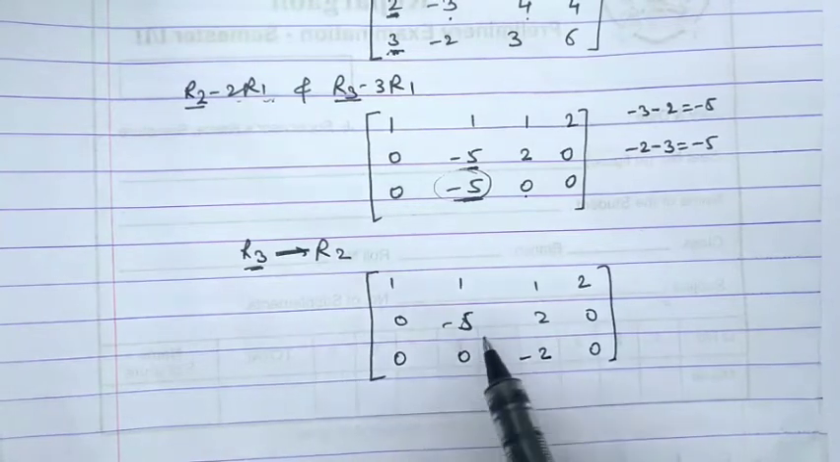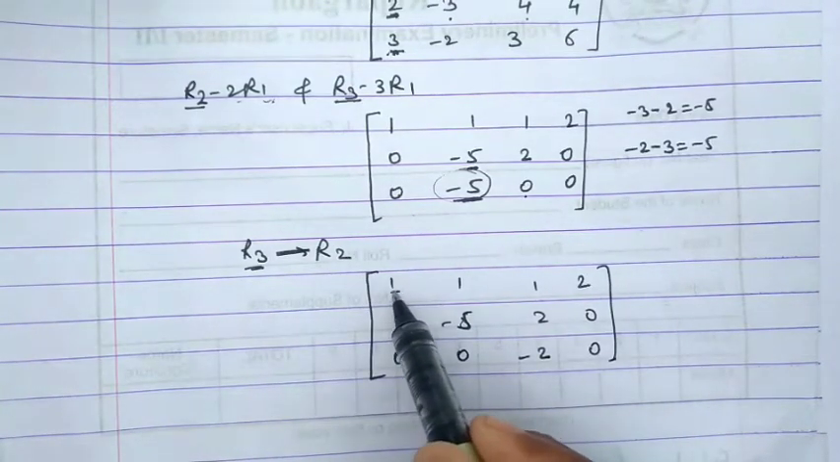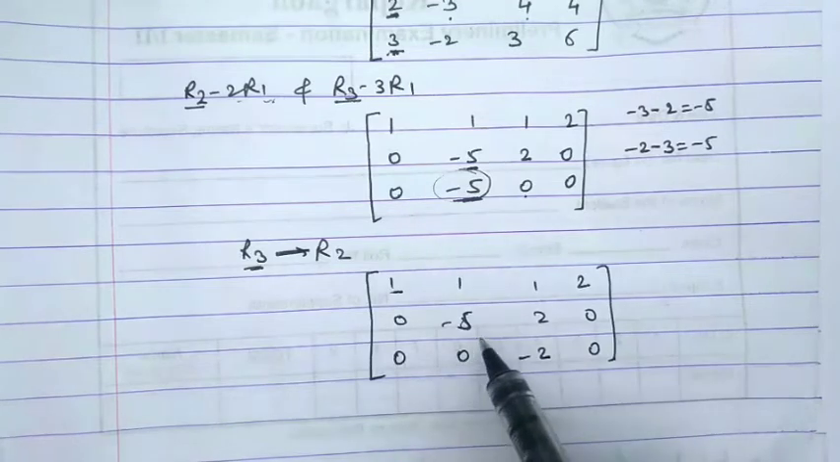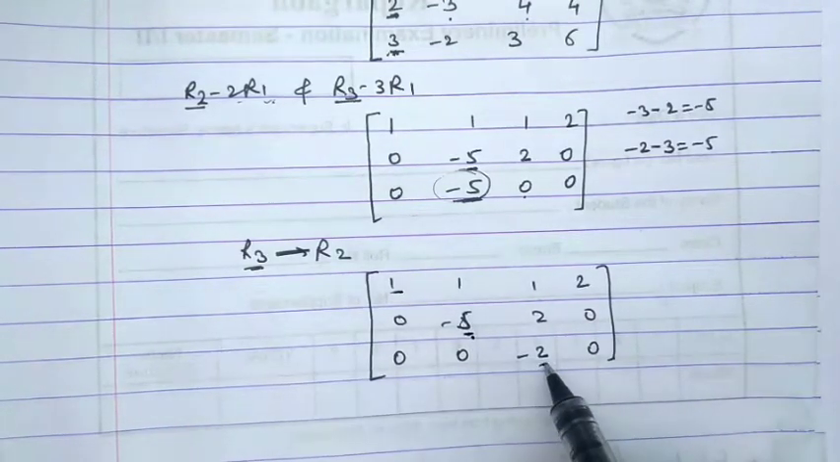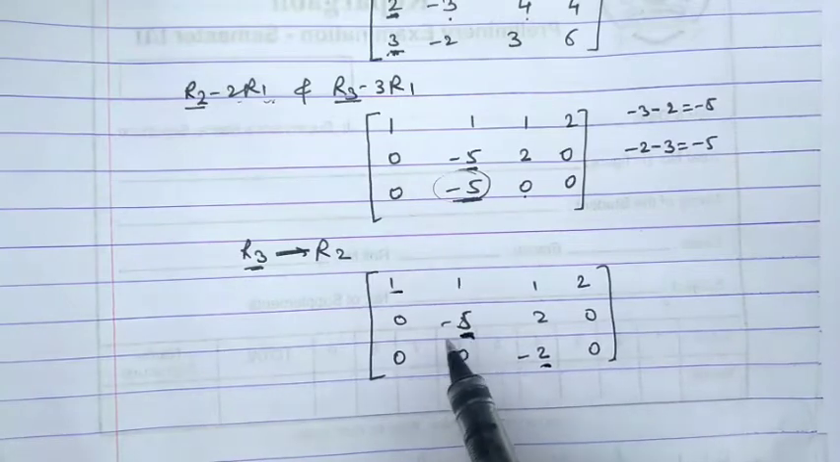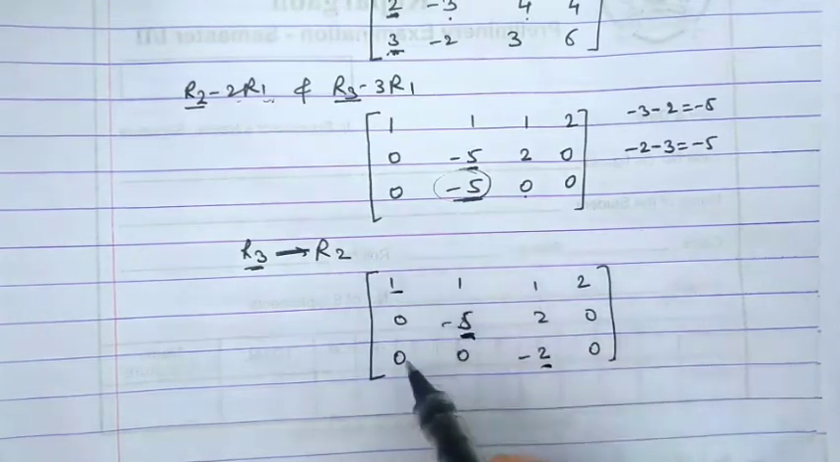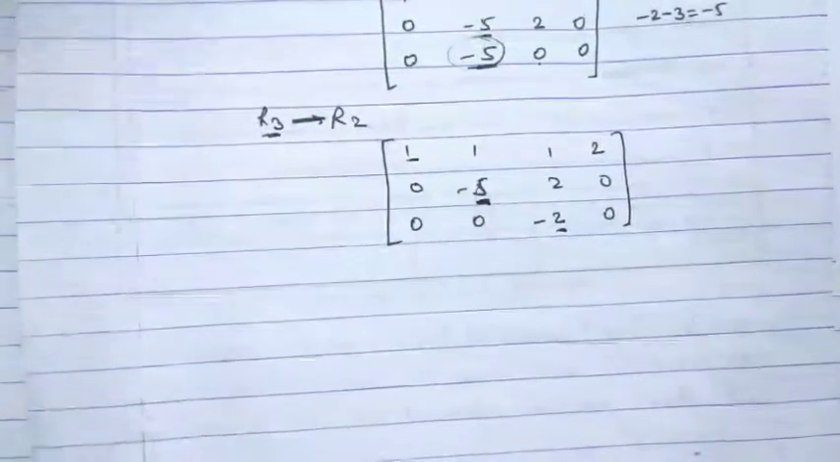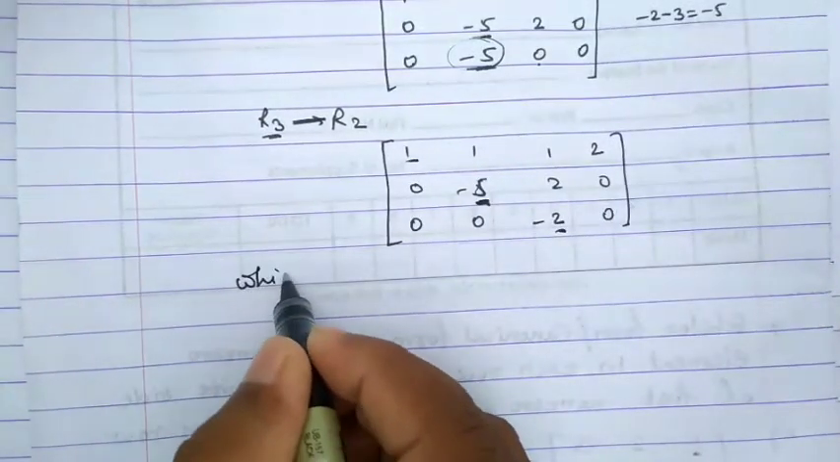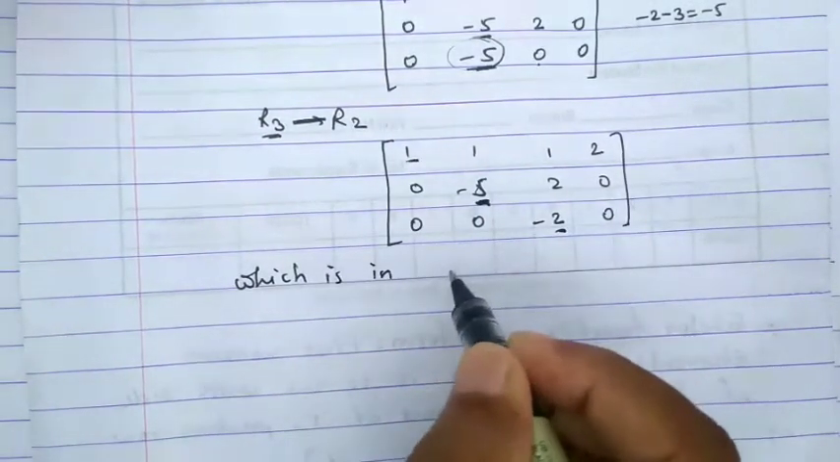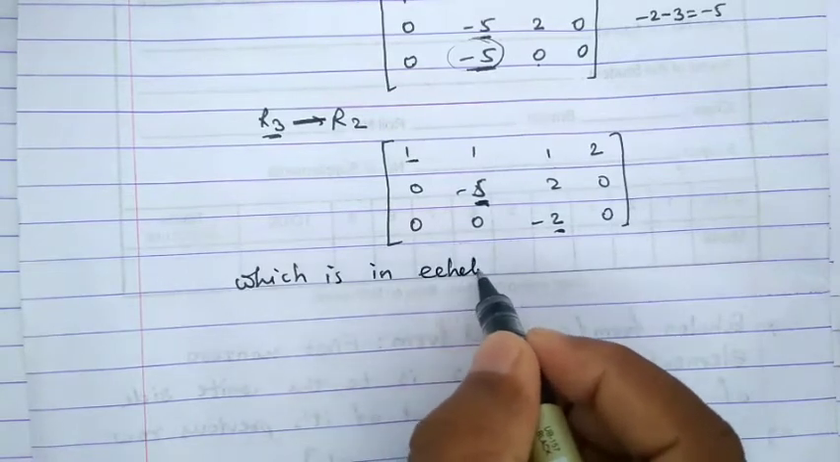So see, in the first row, the first non-zero element is here. In the second row, the first non-zero element is to the right hand side, and in the third row, the first non-zero element is to the right hand side of this element. So this matrix is in echelon form.